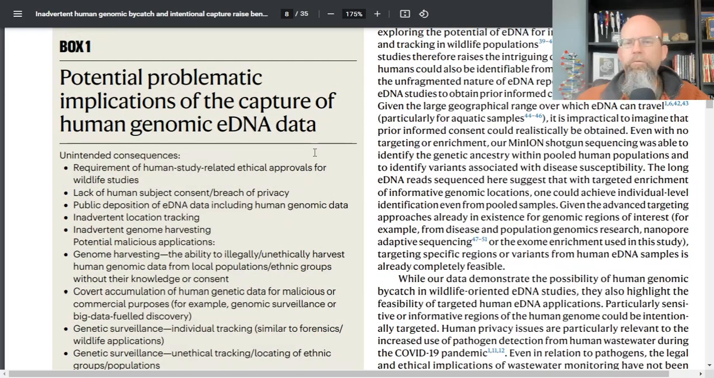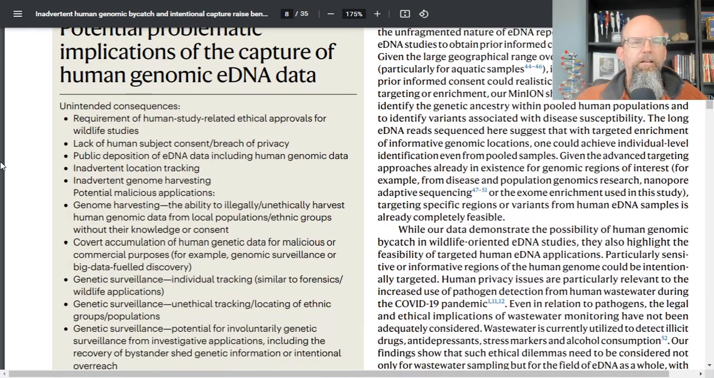All right, so a quick read of the problems and the benefits, right? Because that's kind of what I wanted to do here. Potential problematic implications of the capture of human genomic environmental DNA data.